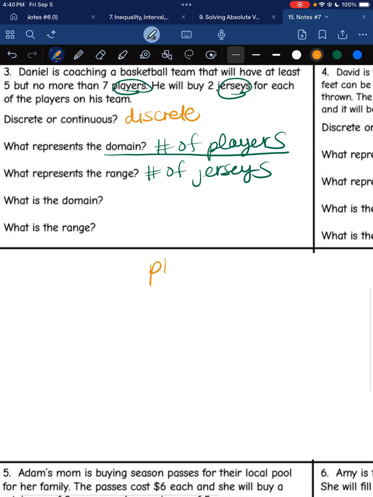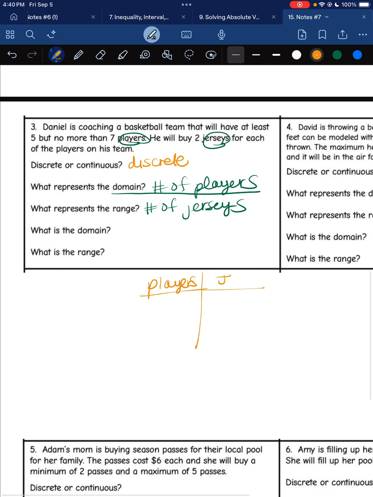So I have players, I have jerseys. I'm going to just put the J. We have at least 5, but no more than 7. So I know I can have 5, 6, or 7. And then for each player, it's going to be 2 jerseys. So if it's 5 players, that's 10. If it's 6, that's 12. If it's 7, that's 14. And since this is discrete, we are just listing our numbers. 5, 6, 7, 10, 12, 14.